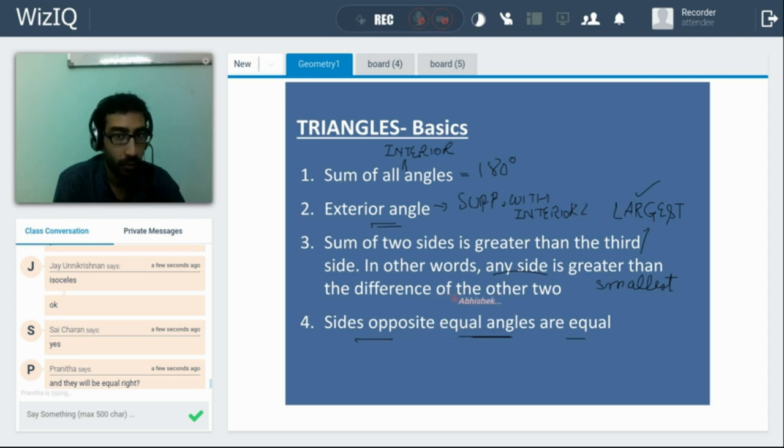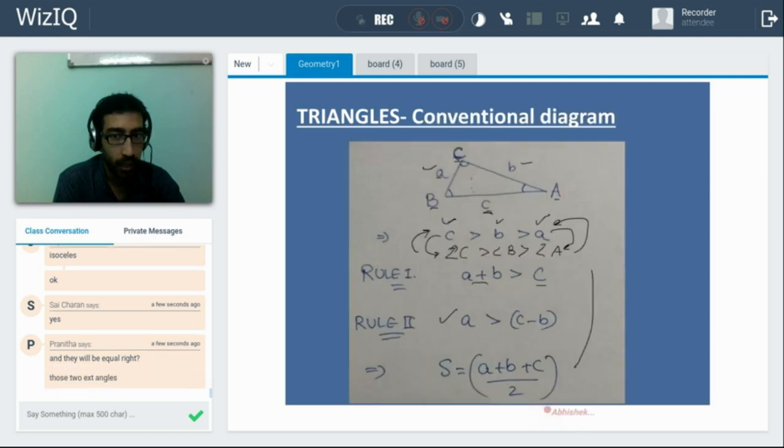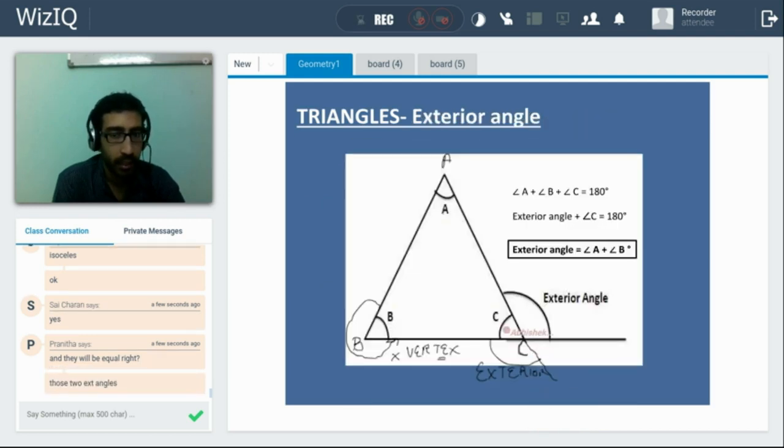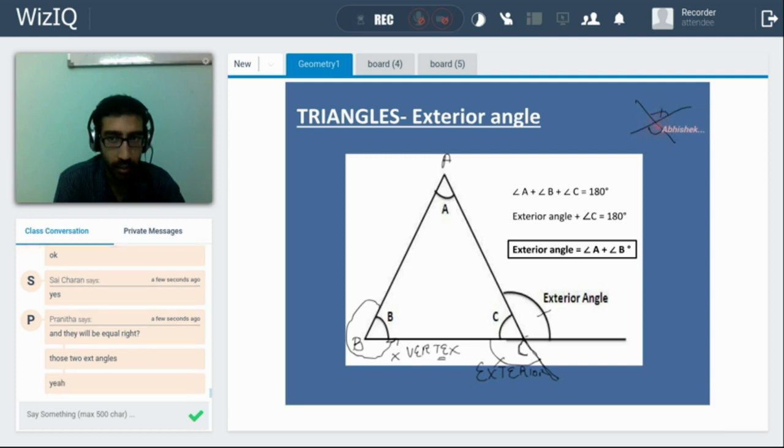No, they won't be equal. Of course, they won't be equal. How can they be equal? Their sum is 180. If C here were to be 80, the exterior angle will become equal to 100. Those two exterior angles will be equal, absolutely. In fact, this exterior angle and this exterior angle are vertically opposite angles. You have one angle here and one angle here. Vertically opposite angles have to be equal.